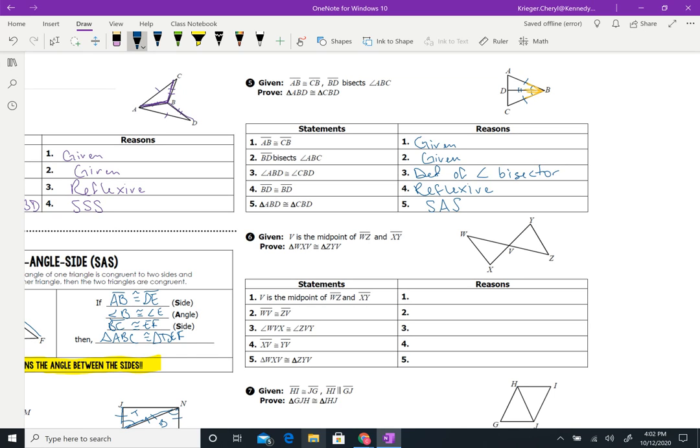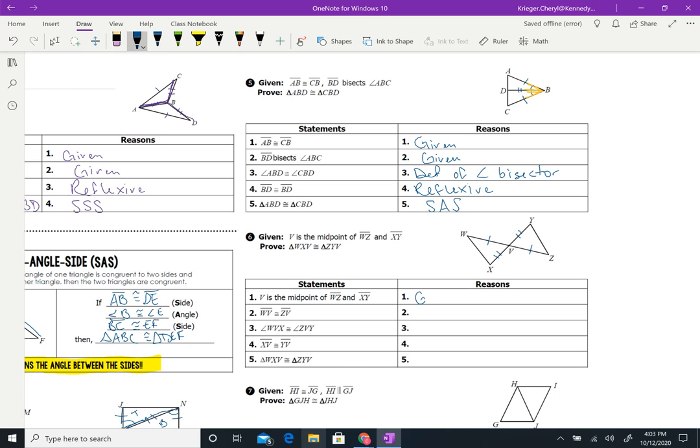All right, number 6, V is the midpoint of WZ and XY. So we can say if V is the midpoint of WZ, WV and ZV are congruent. And if it's the midpoint of XY, we can say that XV and YV are congruent. Prove that the triangles are congruent.